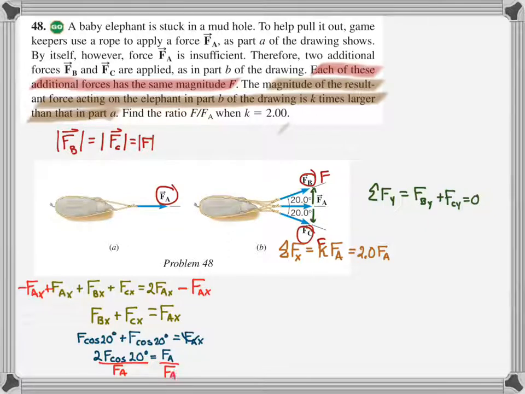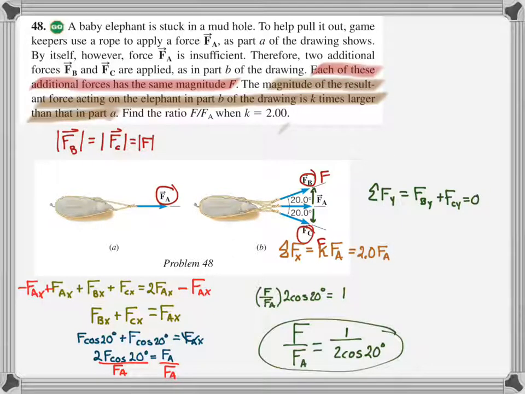So if we divide both sides by Fa, just like an equation, we can say F over Fa times 2 cosine 20 equals 1, which means F over Fa is equal to 1 over 2 cosine 20. And you can type in your calculator, I didn't bother doing that, and you can actually get what the actual ratio is. So you type in your calculator 1 divided by 2 cosine 20, and you will get your answer there.